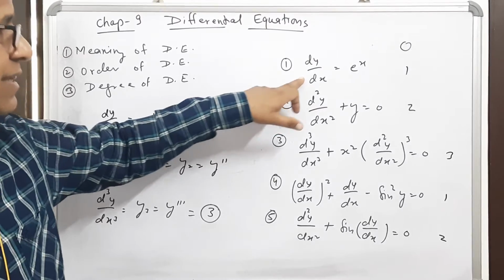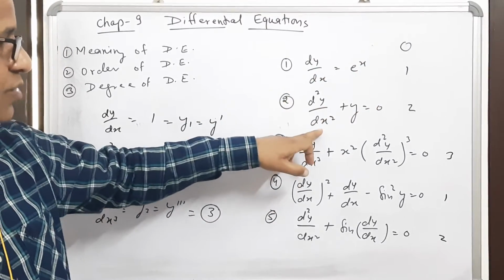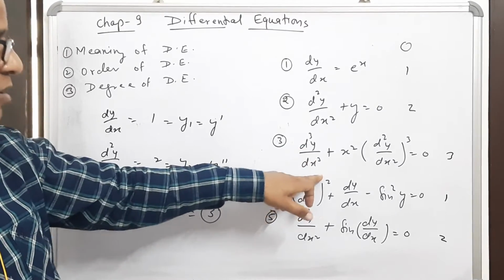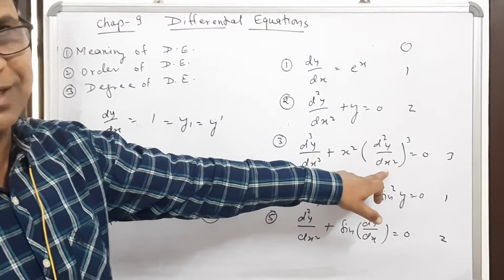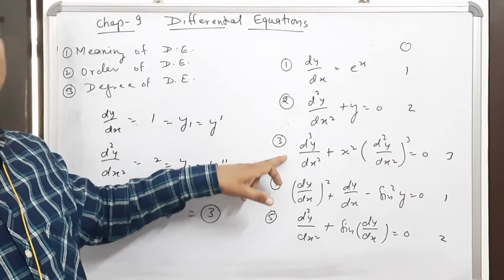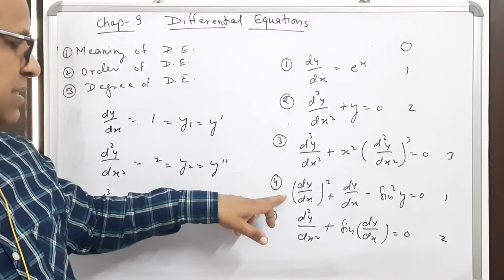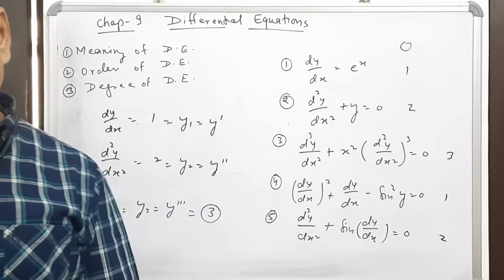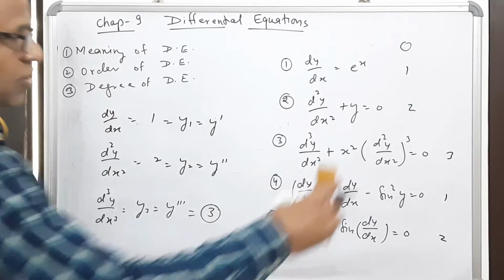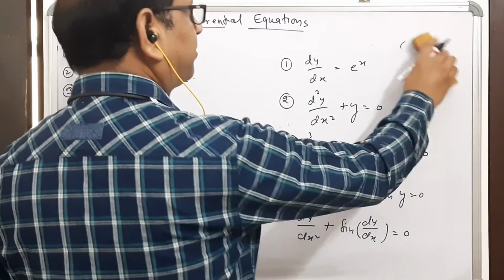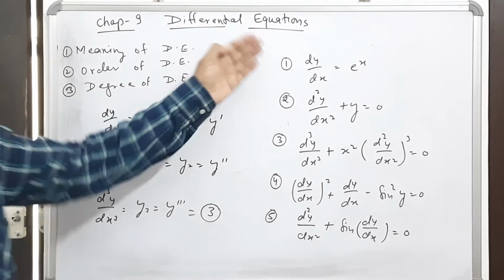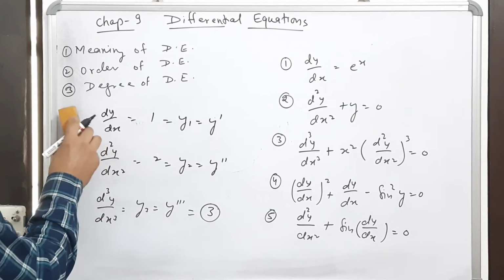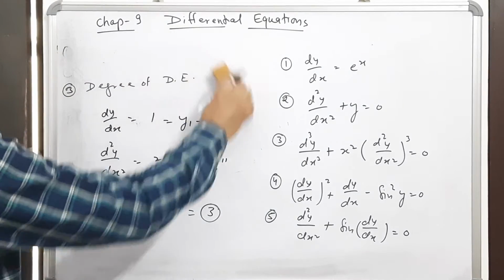If dy by dx is there, then the order is 1. If d2y by dx square, the order is 2. Now here d3y by dx cube is also there and d2y by dx square is also there, but we will take the order as 3, the highest. Here you see the order is 1. Here the order is 2. Although dy by dx is there, still the order will be 2. So in this way we calculate the order, and you already read first order and second order in chapter number 5. Now I am coming to the degree of the differential equation, the third topic.